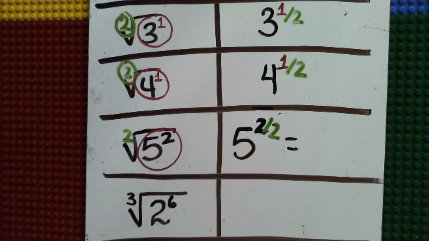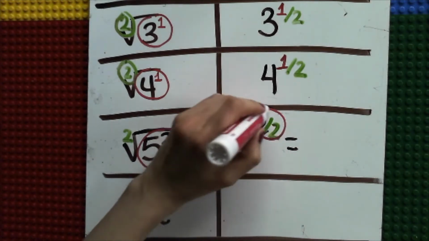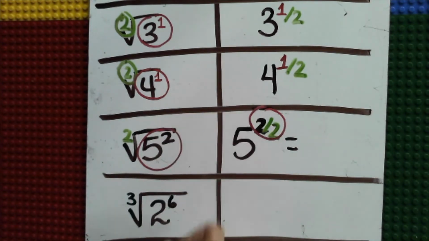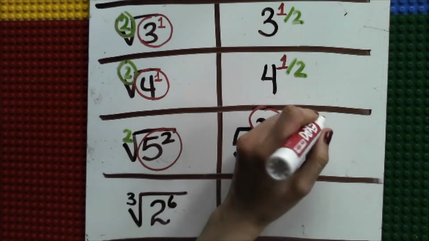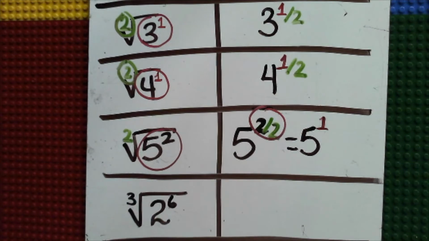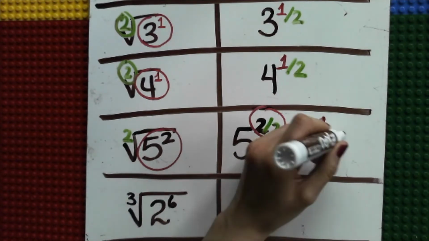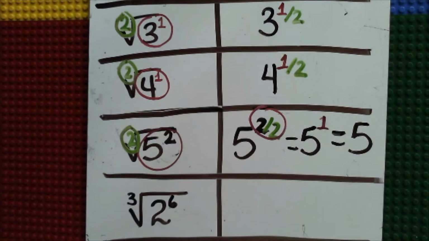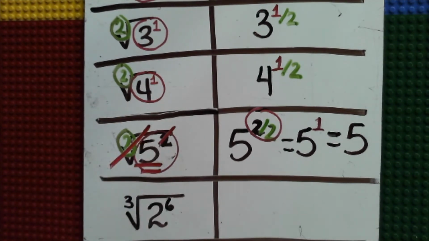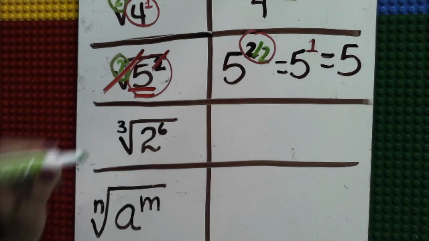What is 2 divided by 2? Well, 2 divided by 2 is 1. $2 for 2 people is $1 each. And 5 to the first power is the same as 5. Therefore, I can say that whenever I have a square root and a square, they cancel each other. They are opposite operations.